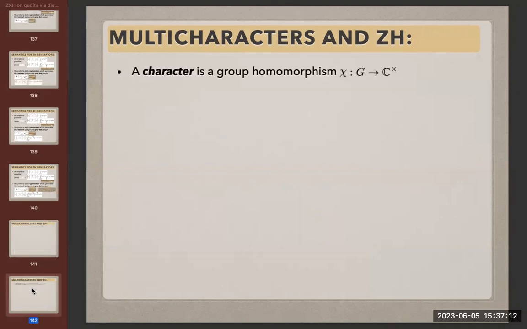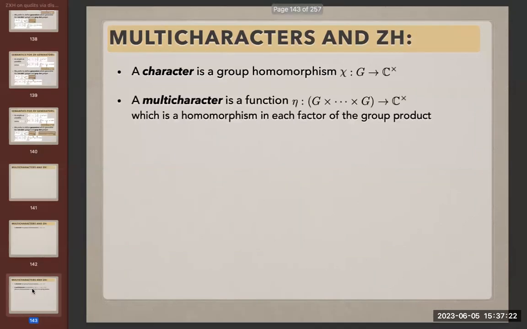So a character is just a group homomorphism from some group, in this case, we'll have in mind the integers, but from some group to the multiplicative complex numbers. A multi-character function is a function like this, where you just have many copies of that group, additive copies, if you like, direct products of that group, again, to the complex units. And it's a homomorphism in each factor of the group product separately.